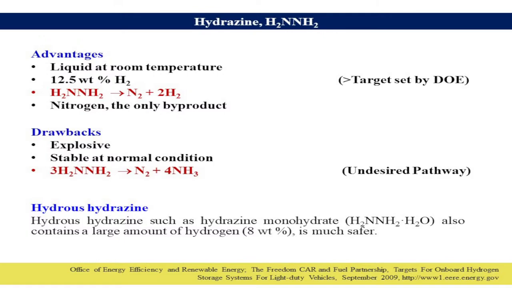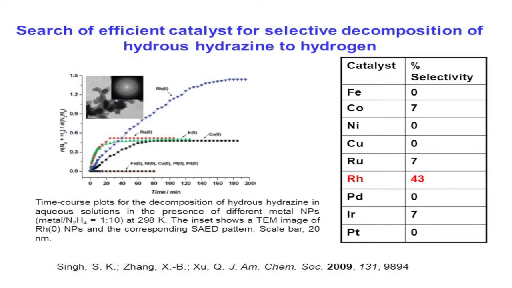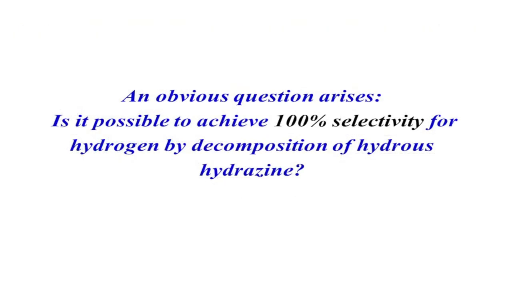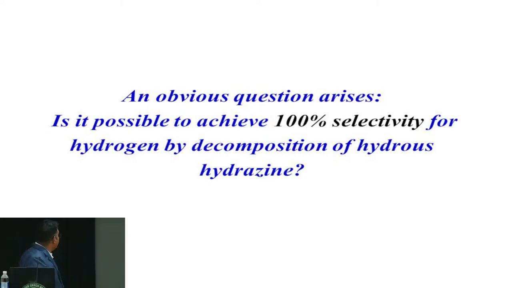preparation of metal nanoparticles. We prepared metal nanoparticles of all the common metals by simple reduction of metal salt with sodium borohydride. Then we found that most of the metals are either inactive or have very little activity, and the best activity is obtained in the case of the rhodium catalyst only. This first result was obtained by my senior, Dr. Sanjay Singh, who is at IIT Indore now. After this result, an obvious question arises: is it possible to achieve 100% selectivity for hydrogen production from the decomposition of hydrazine or not?